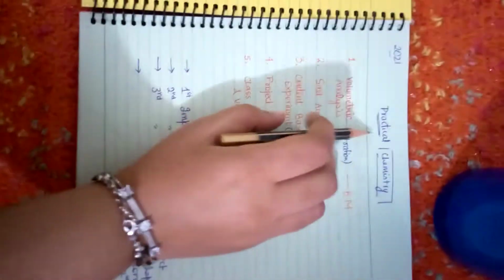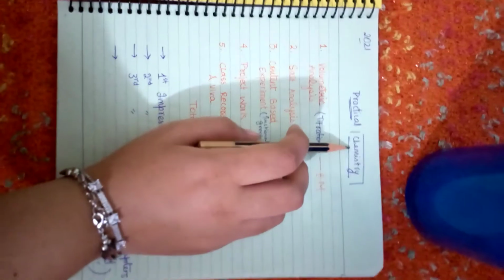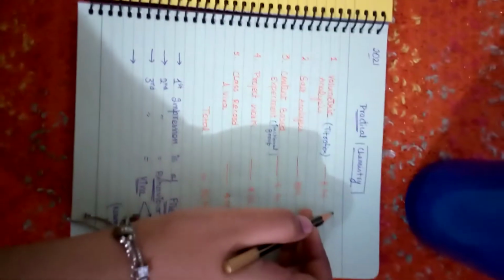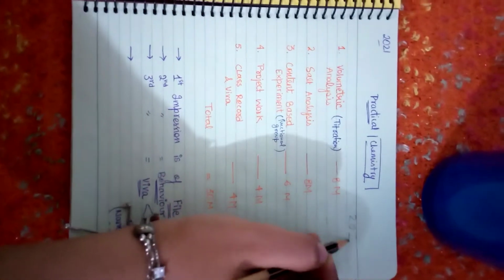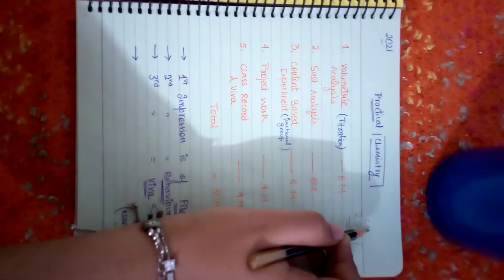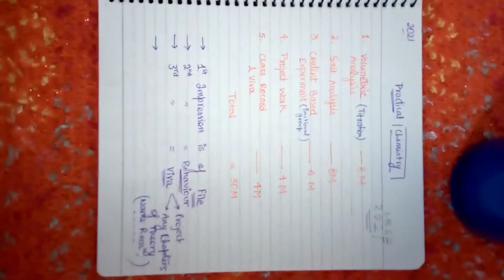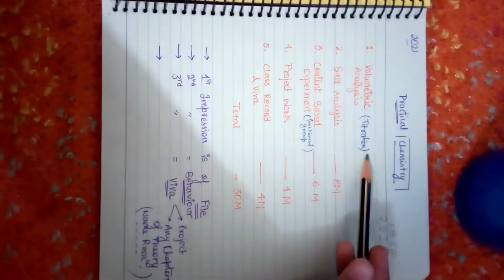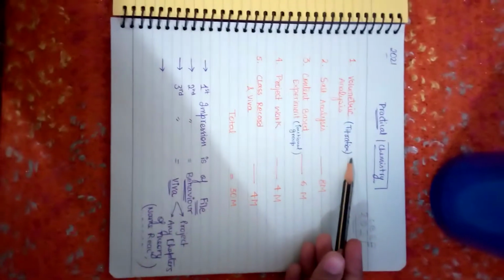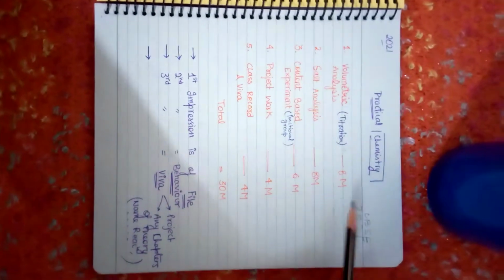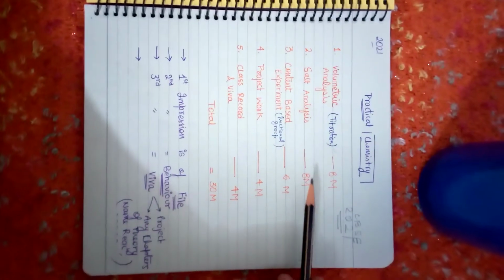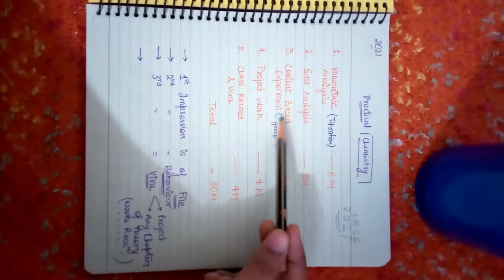Okay, so this is about the practicals of chemistry. This is in the syllabus of 2021 CBSE boards of chemistry class 12th, and it includes volumetric analysis, which is also known as titration, for 8 marks, salt analysis for 8 marks, content based experiments.